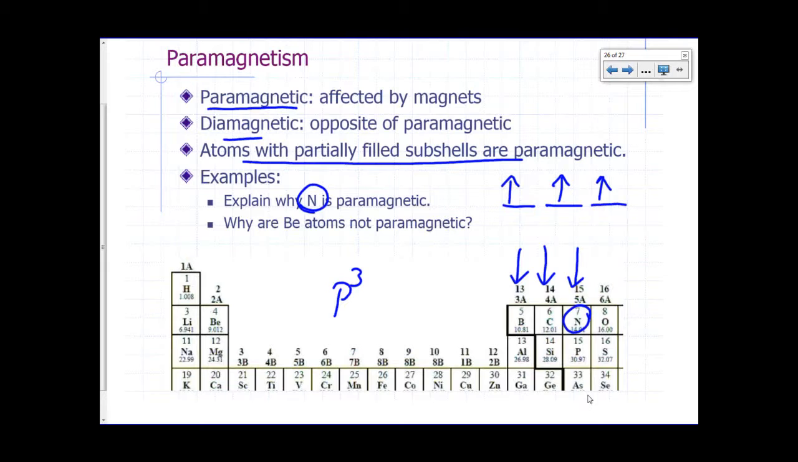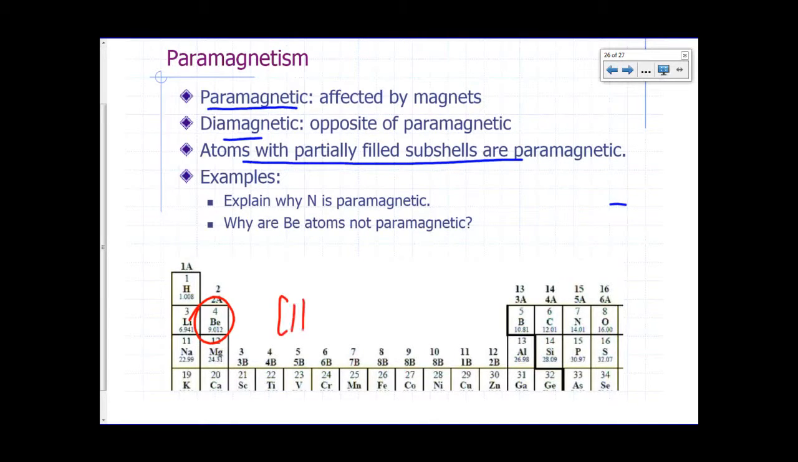Why are beryllium atoms not paramagnetic? Let's look at beryllium. Beryllium's over here. Okay, so what's the electron configuration for beryllium? Helium core, and then second row, that gives you 2s2. Okay, so your orbital diagram for beryllium, you have 1s, 2s, paired up in the 1s, paired up in the 2s. You have no unpaired electrons.